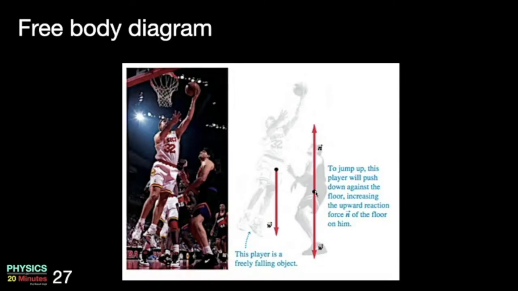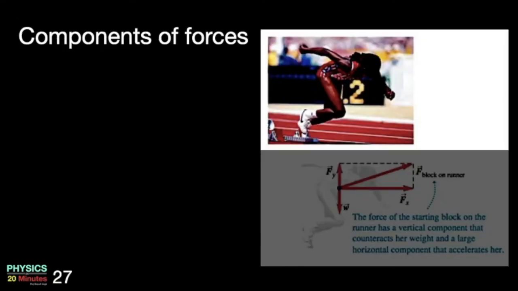Such diagrams are called free body diagrams, where you don't bother about the actual structure of the body, but you take the entire body as a point mass and then you solve the problem. How to take components of the forces? You can see that in this example, this runner is pushing the block towards the left direction. So the block will apply a reaction force in this direction, diagonally.